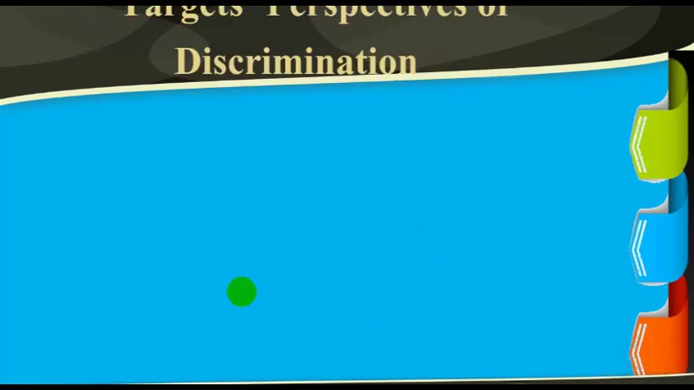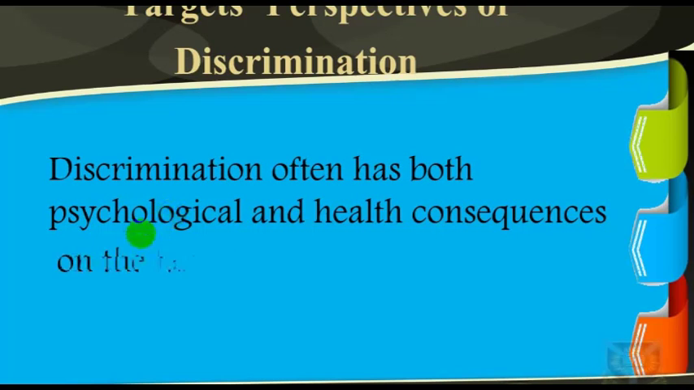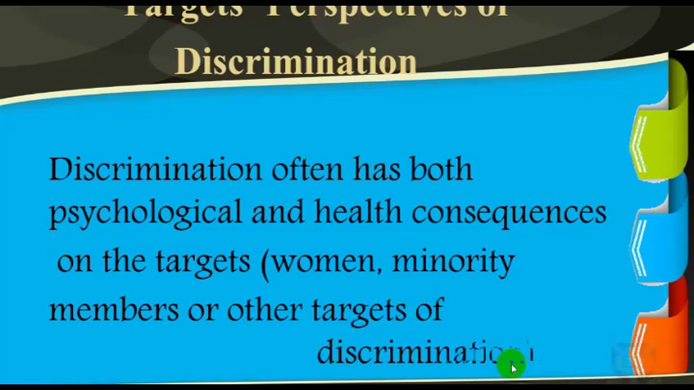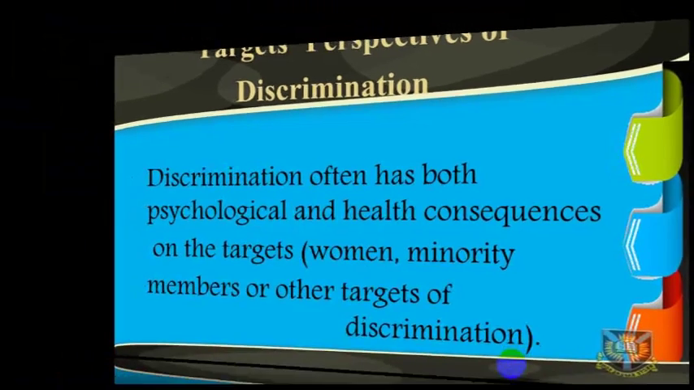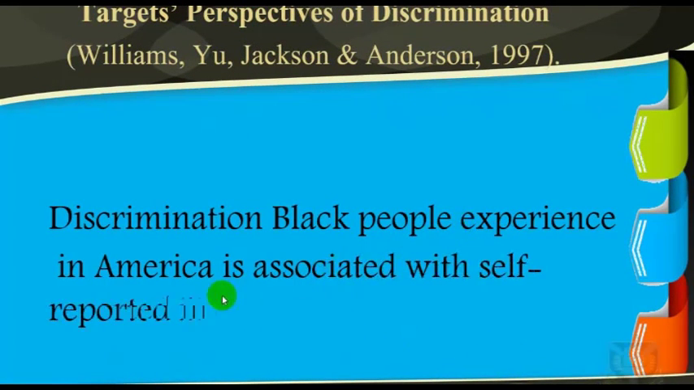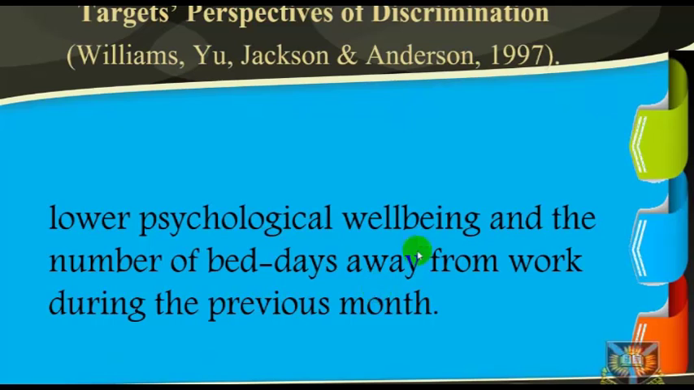Targets' perspectives of discrimination. Considering the target, women, minority members, or other targets of discrimination has yielded much information on the psychological and health consequences of exposure to prejudice and discrimination. Clark, Anderson, Clark, and Williams, 1999. For example, the discrimination black people experience in America is associated with self-reported ill health, lower psychological well-being, and the number of bad days away from work during the previous month. Williams, Yu, Jackson, and Anderson, 1997.